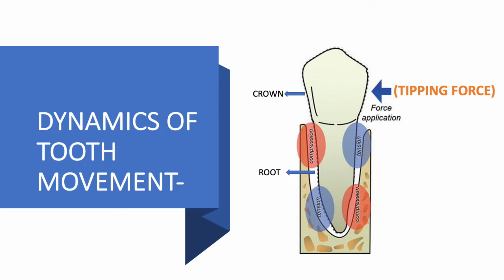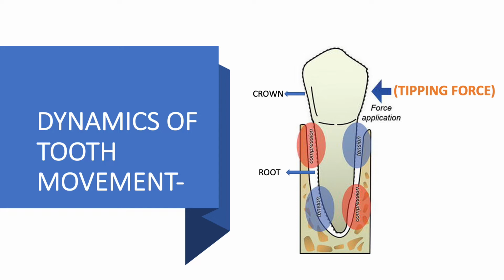So when a tipping force is applied, you see that a zone of compression is created on one side of the tooth, and the root portion that you see, that I've marked on the tooth also for you to understand. Now the crown portion will tip on one side and the root as a result will tip on the other side when you apply a tipping force.